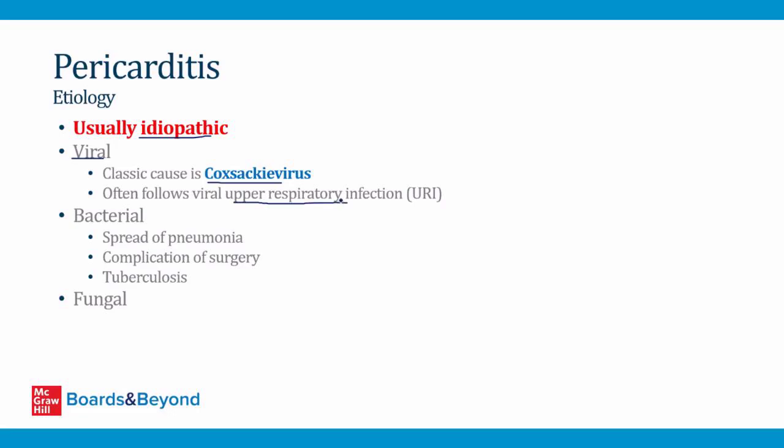So the patient will tell you that they had a runny nose or a sore throat a week or so ago, and now they have symptoms of pericarditis. That's a classic history of a viral case of pericarditis.